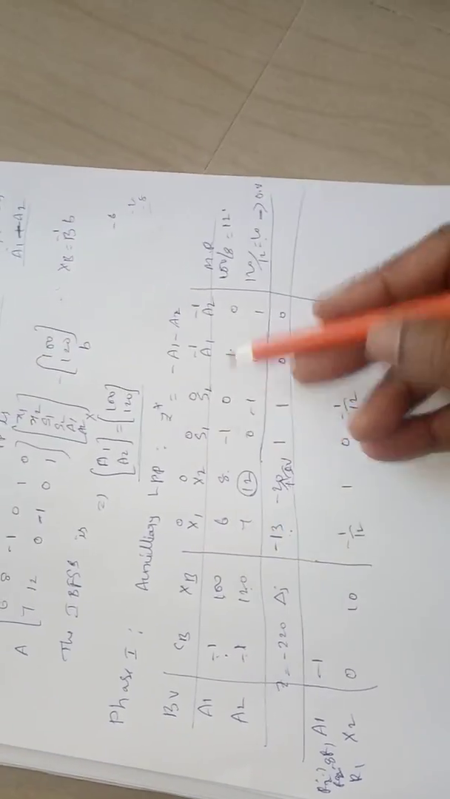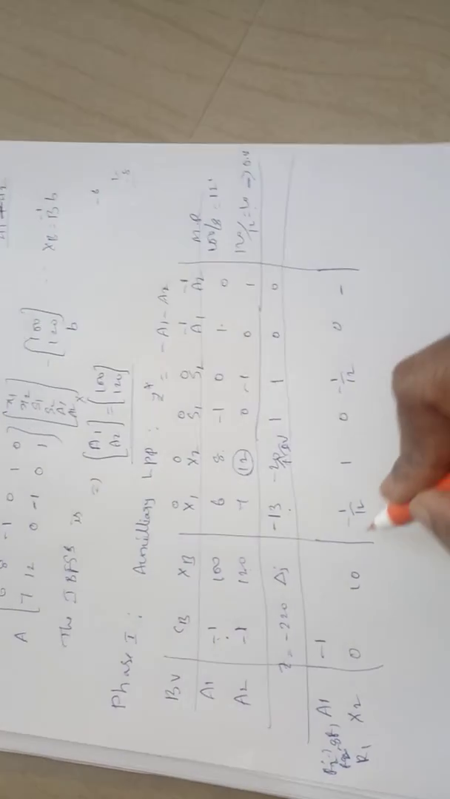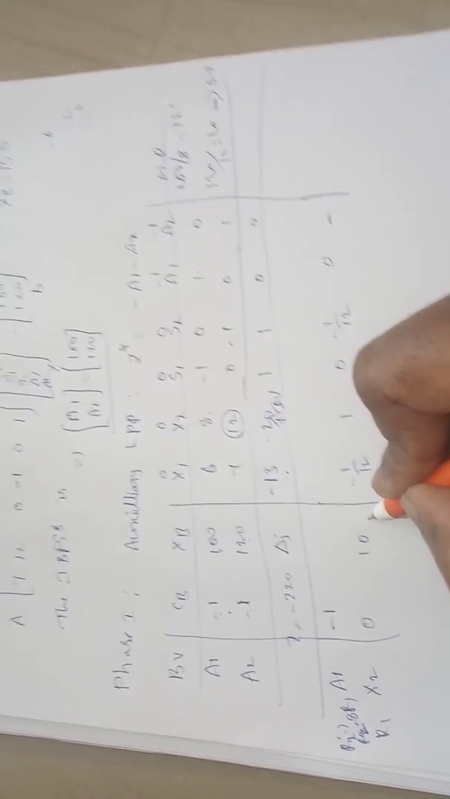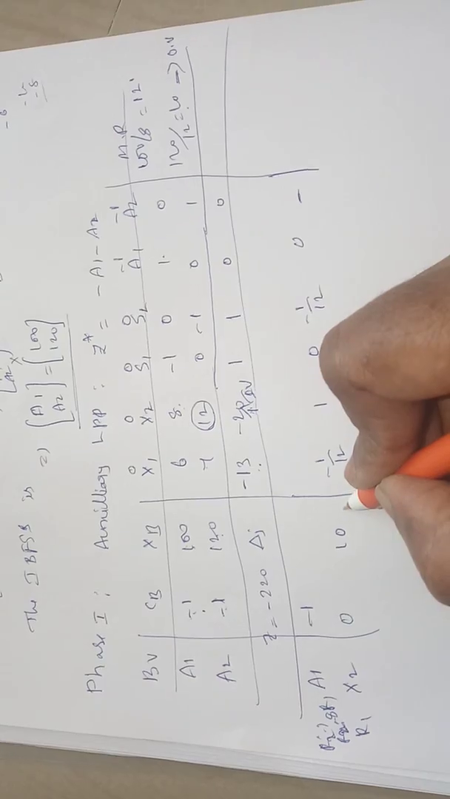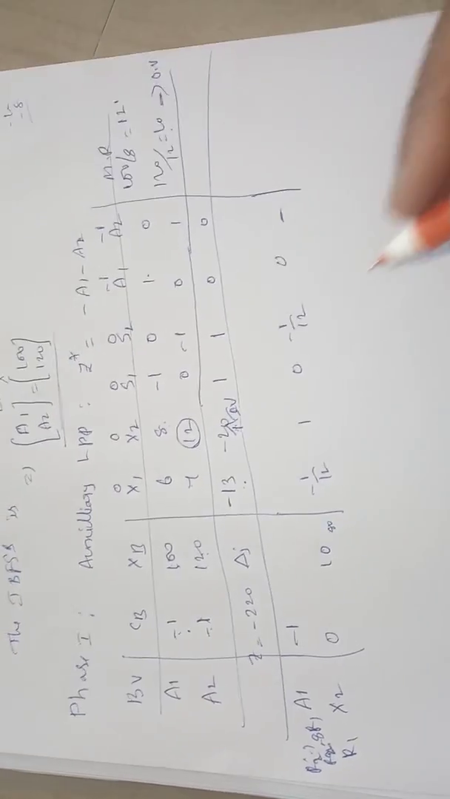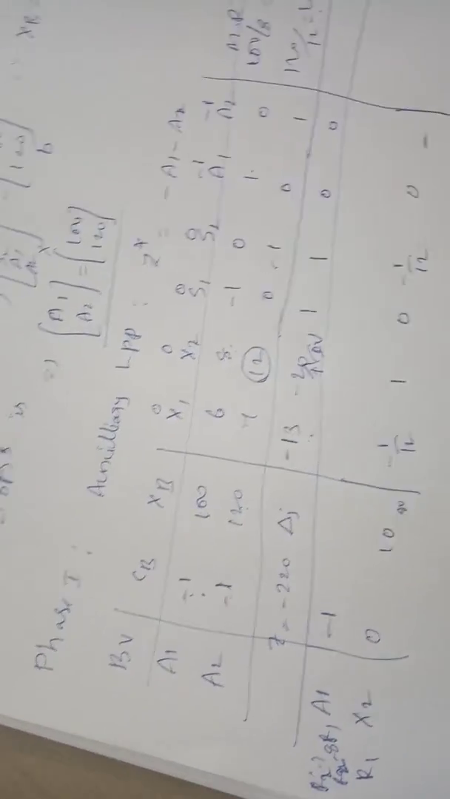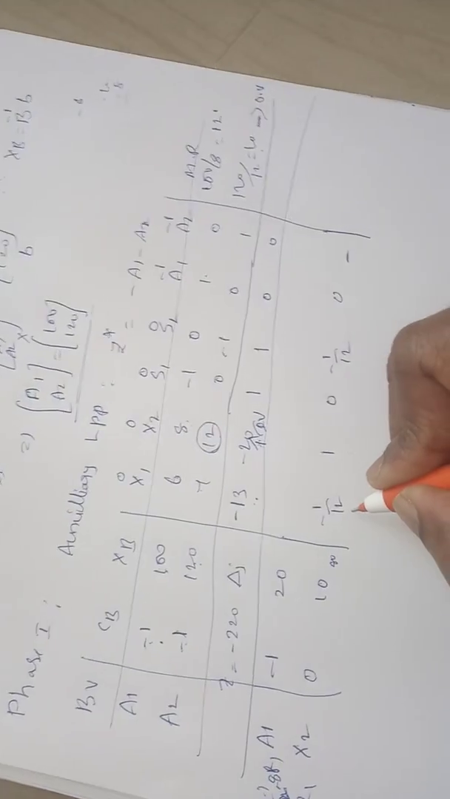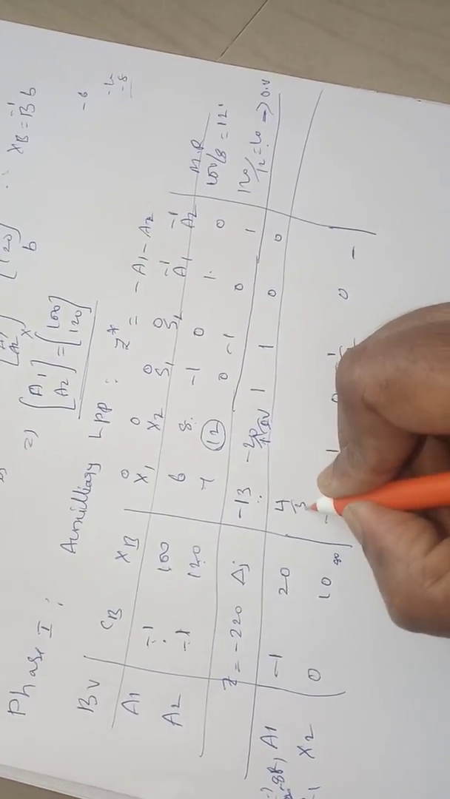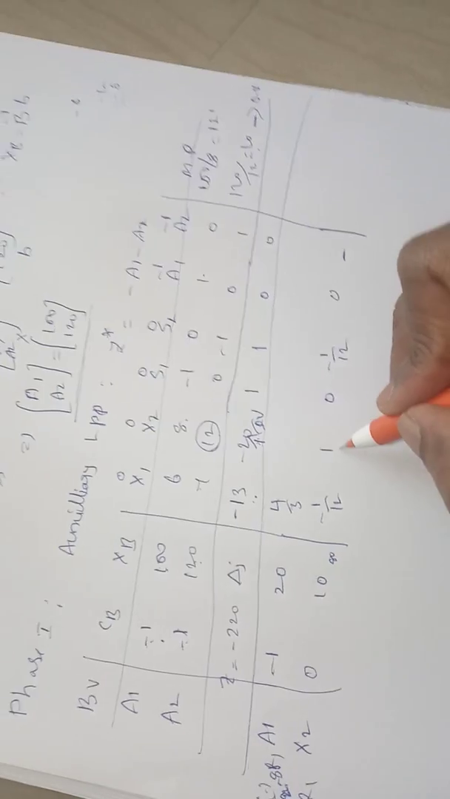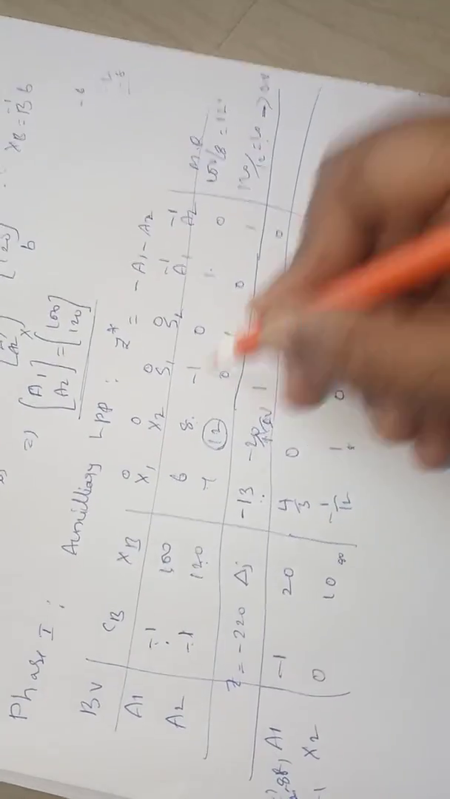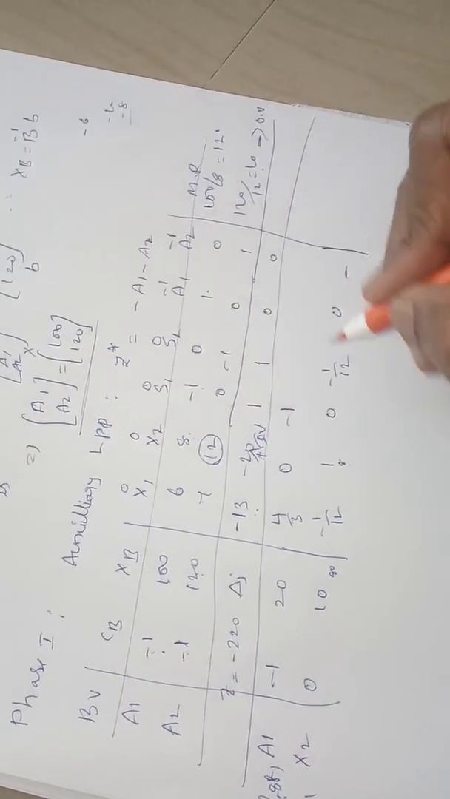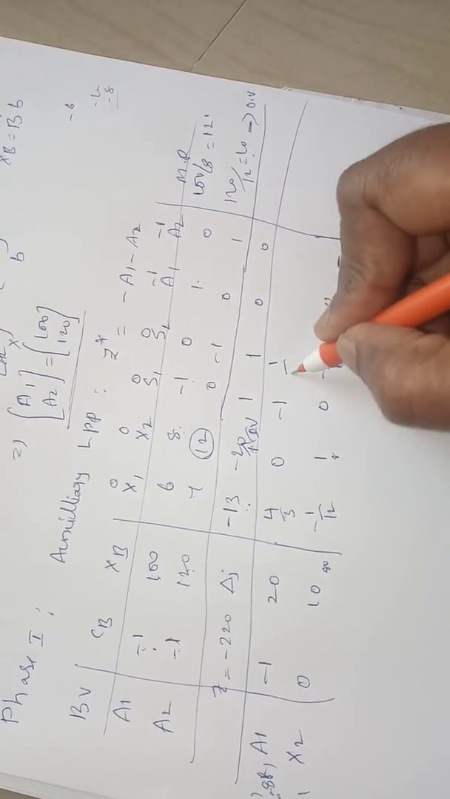R2 minus 8 R1. What is R2? This is the R2. R1 is this, so you have to multiply this with this 8. This one with 8. 8 tens are 80. And 8 by 12, 8. Then you will get 100 minus 80 is 20. After simplification you will get here 4 by 3. So here 8 minus 8, 0. Minus 1, 0. Minus 1. So plus 1 by 12.